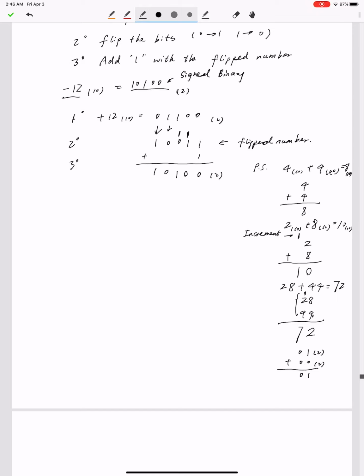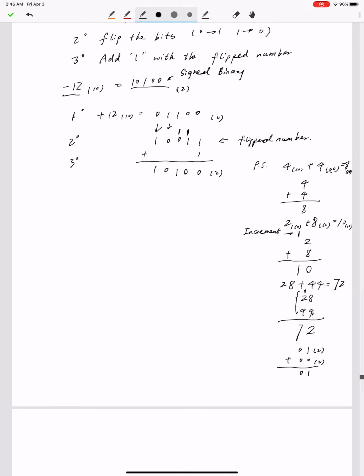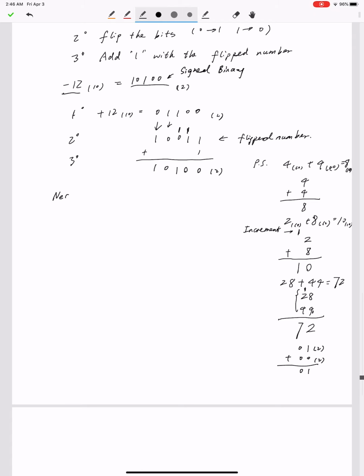Okay, then how do we convert signed binary numbers to signed decimal numbers, right?